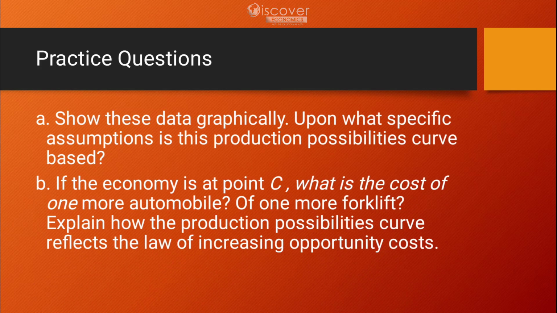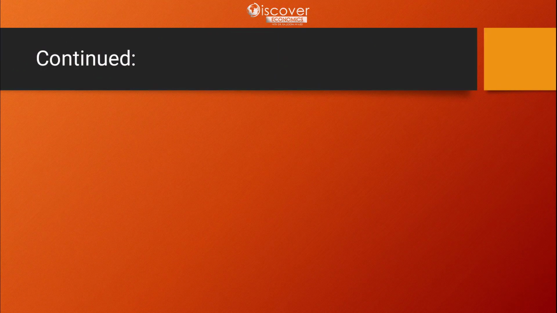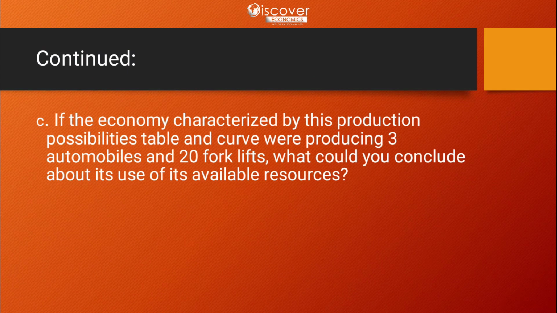The second is, if the economy is at point C, what is the cost of one more automobile? It means if we are switching from point C to another point, we may switch to point D. So, the cost of one more forklift. Explain how the production possibility curve reflects the law of increasing opportunity cost. As I have explained, your opportunity cost is leaving one product to attain another product.